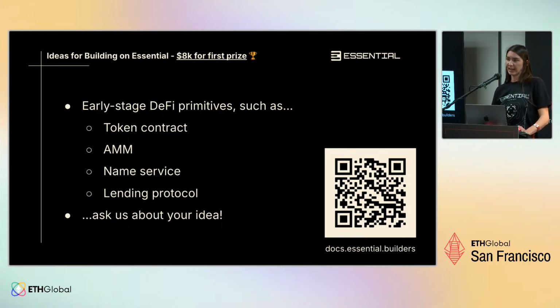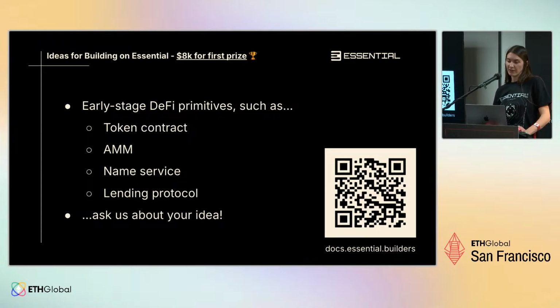Other things are like AMMs, lending protocols, name service. You can go with something pretty simple. Otherwise, interoperability is another really good one. And if you want to do something a little bit more complex, maybe an options protocol or an order book DEX would be really cool.